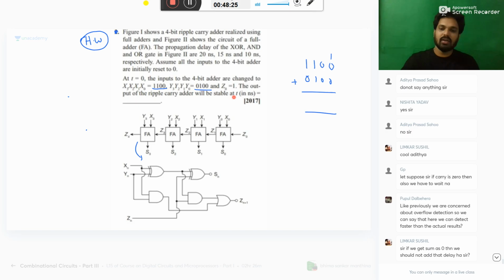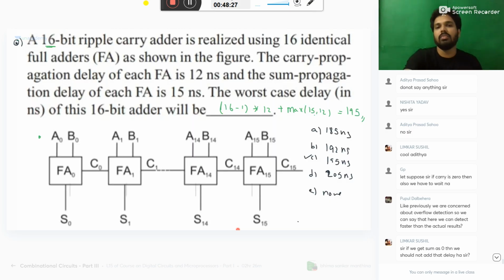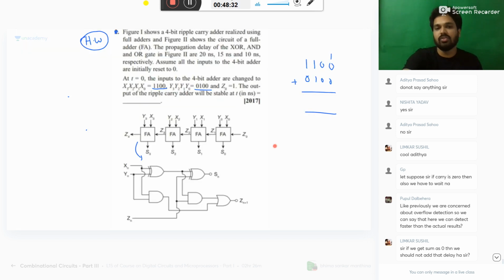Well, in this case, this is the worst case; for any other input, the answer may be less than that. For example, you try here, what is the carry delay? This example is given like that. At home, you try the worst case possibility, and for this input, how much time it is taking.